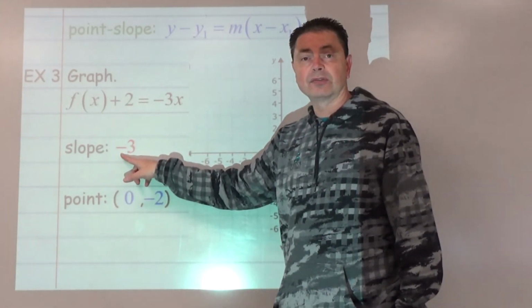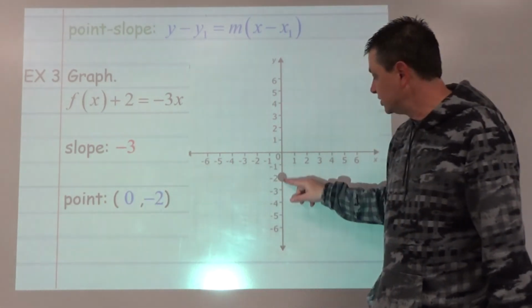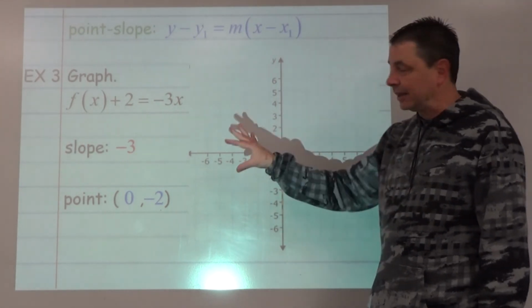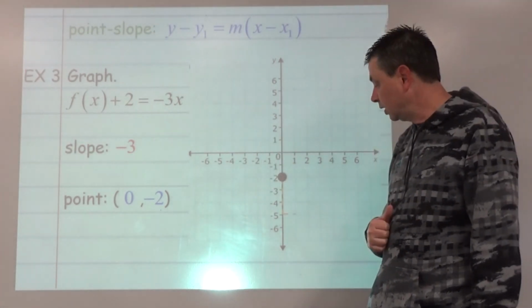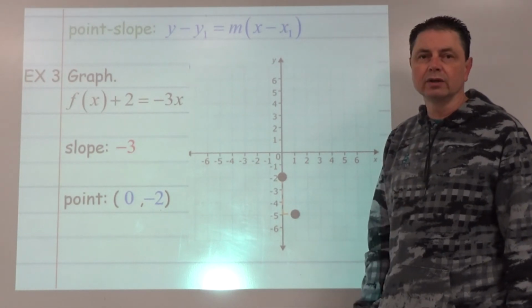Slope of negative 3. Remember, we could turn that into a fraction by putting a 1 underneath. So down 3, right 1. Anytime it's not a fraction, we're going to go right 1. Establish the point. Draw your line.